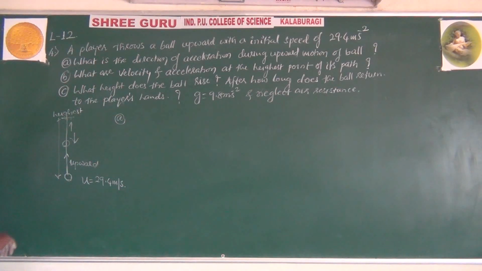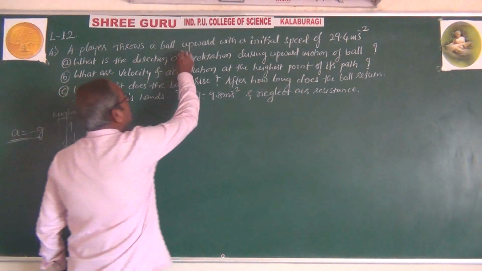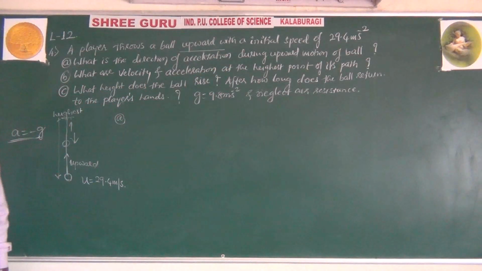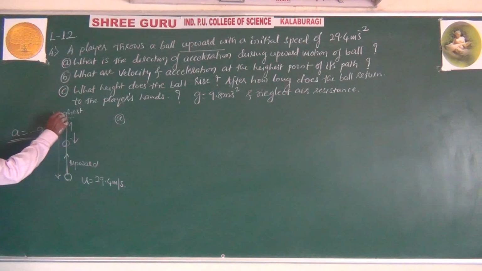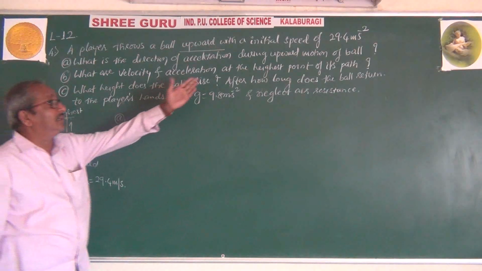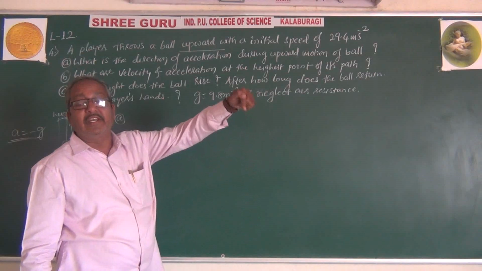So for that purpose, I already gave one of the concepts, the motion of a body under the action of gravity. Whenever the body is thrown upward, there I mentioned a equal to minus g. When a ball is thrown upward, a equal to minus g, because acceleration due to gravity is downward. So even at the highest point, the direction of acceleration of a ball is vertically downward.